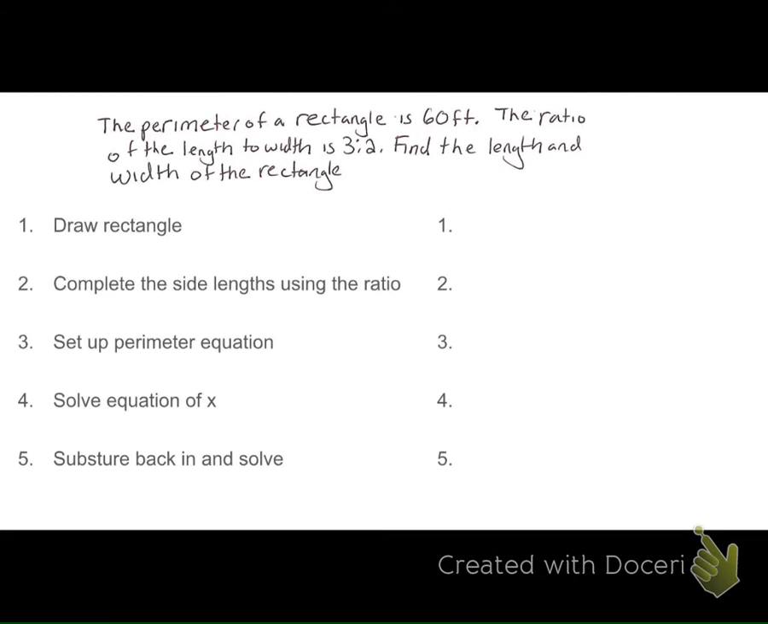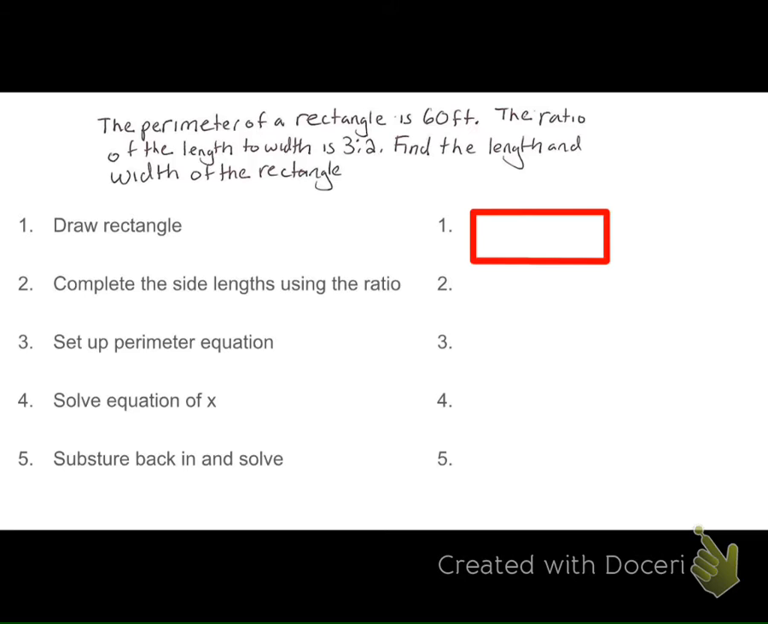Number 5. So our first step, we see that the perimeter is 60 feet, and the ratio of length to width is 3 to 2. Find the length and the width of the rectangle. First step in a problem like this is you're drawing the rectangle. So we're going to go over here. You're going to draw your rectangle.